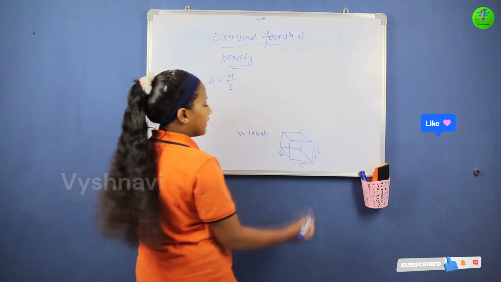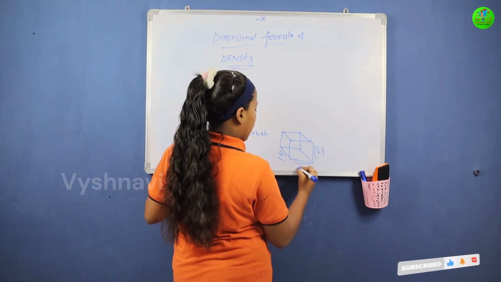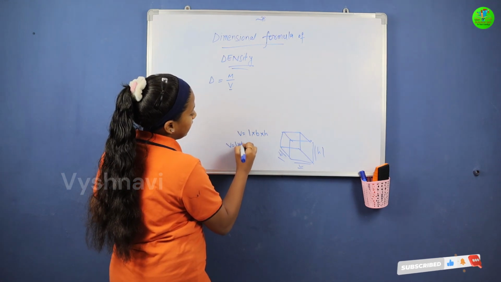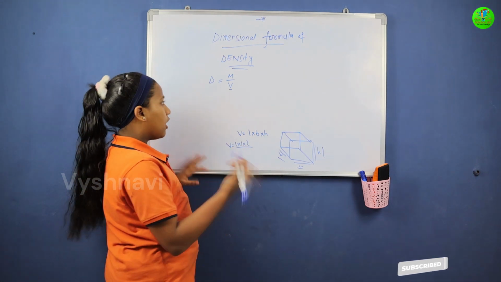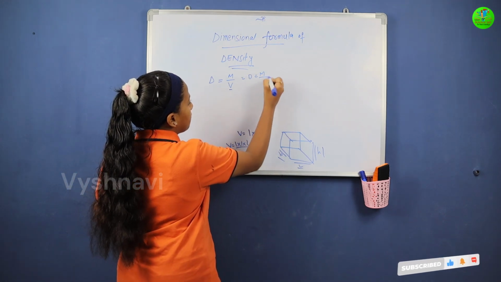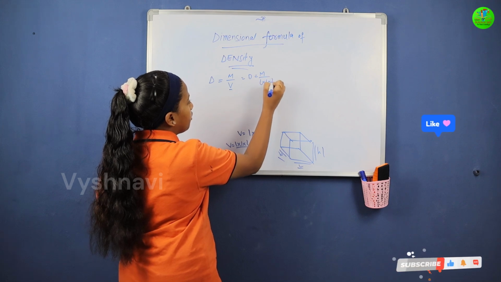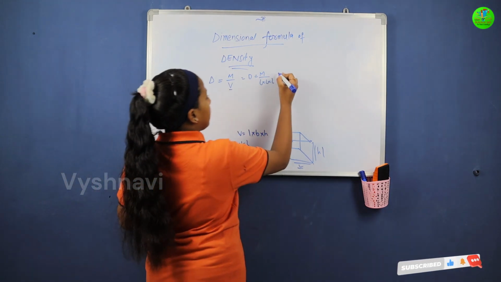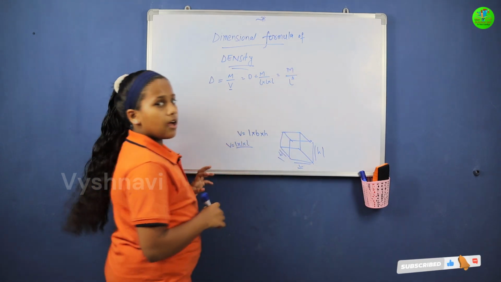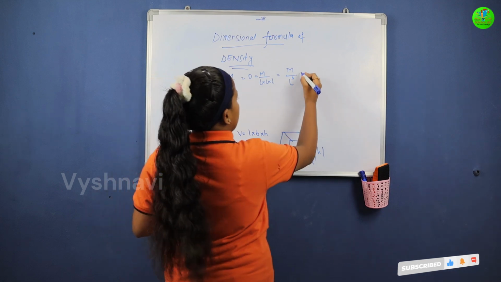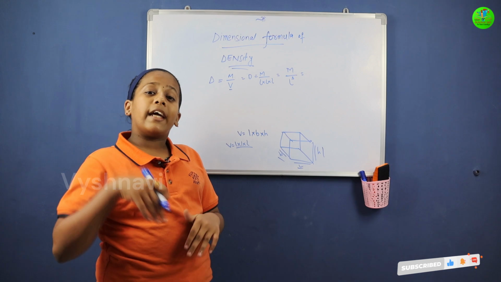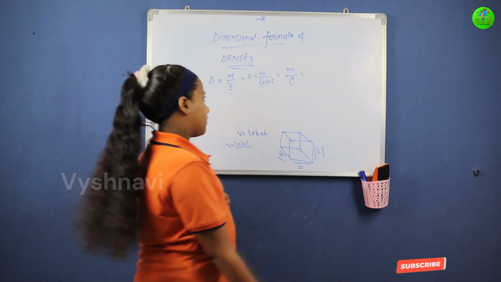So I can write L means length. So volume is equal to length into length into length. So density is equal to mass by L into L into L, which is equal to mass by L cube. What is here? L cube means, what I told you, from downwards when we take to upwards it will become minus.